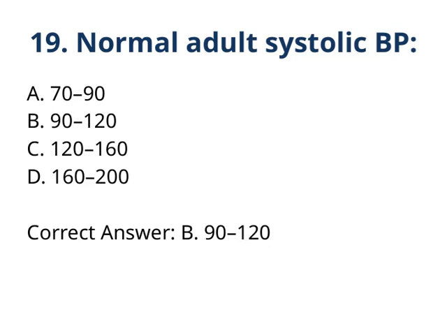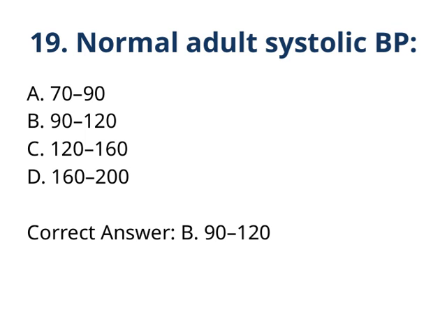The correct answer here is B, which is 90 to 120 millimeters of mercury. When we talk about normal adult systolic blood pressure, we're referring to that top number, the pressure in your arteries when your heart beats. Maintaining this within the range of 90 to 120 is crucial for good cardiovascular health.